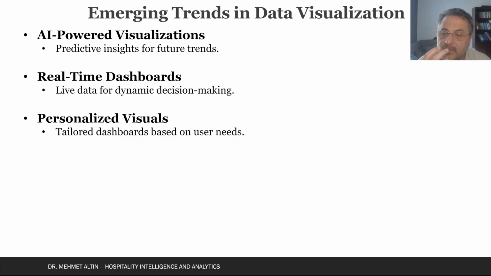And finally, personalized visualization allows users to see exactly what they need. For example, a general manager might want the high-level revenue trends, while a department head might need detailed data on staffing or guest feedback, right? So it depends. Because we have tools right now, we can create more personalized visuals depending on the needs.